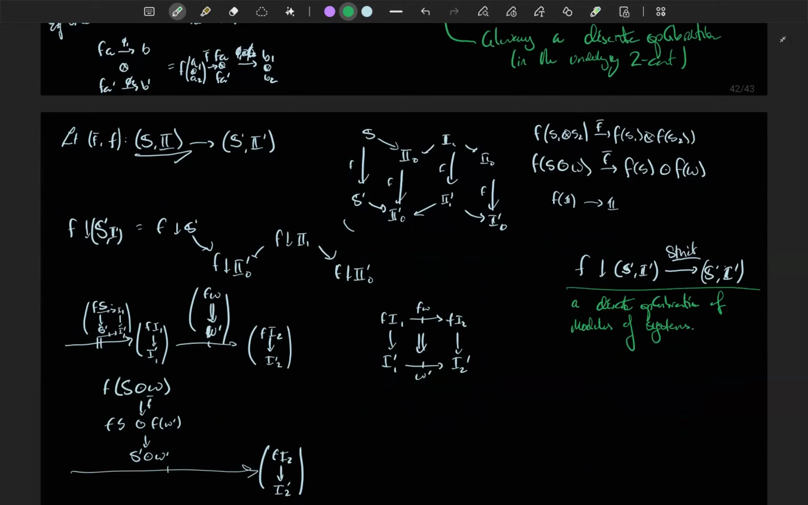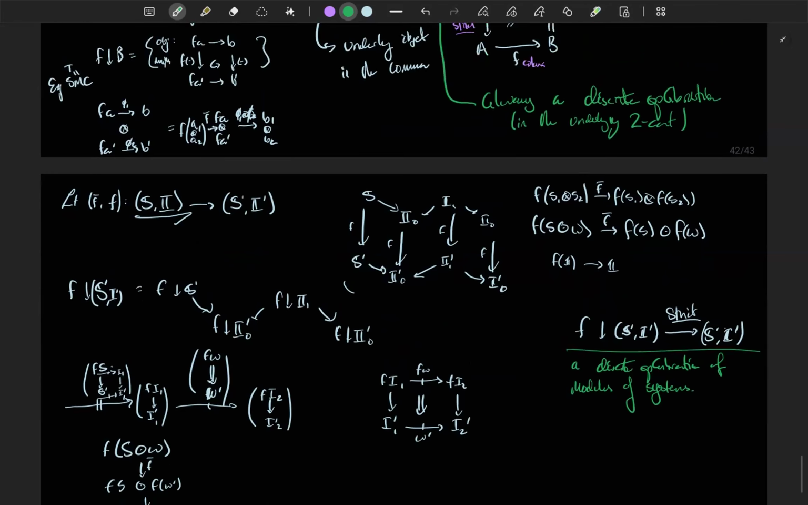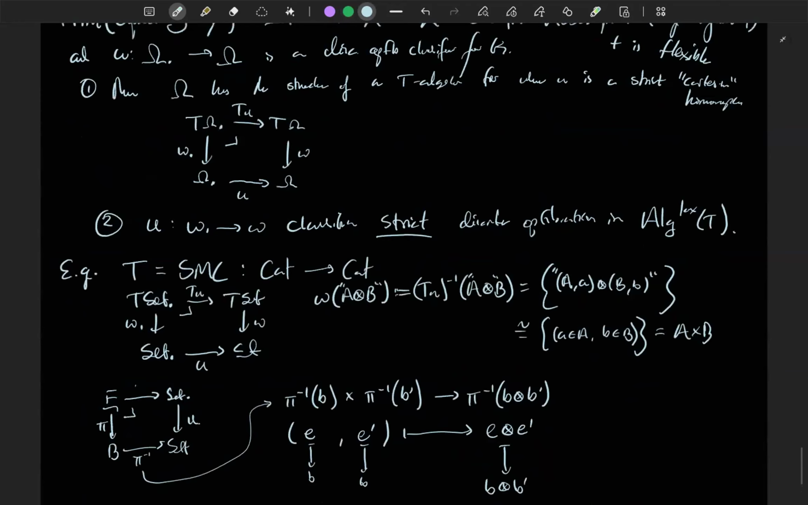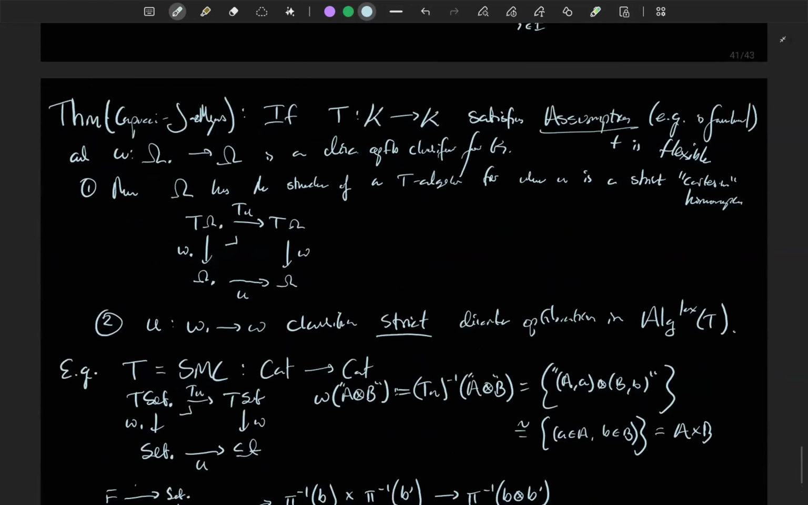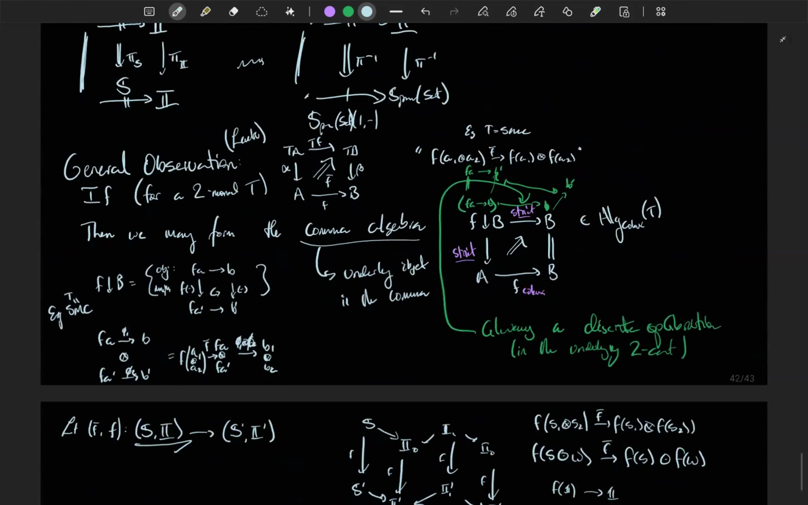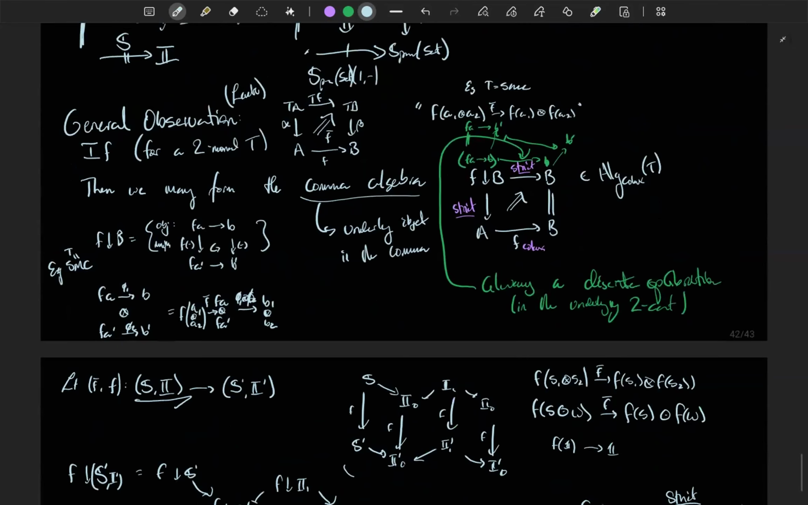Sorry, you said it's a discrete op vibration in the underlying 2 category, but now it's more of a discrete op vibration. Right. Thank you. If T, I forget what I exactly said, satisfies the assumptions, then in fact it suffices to check that something's a discrete op vibration in the underlying category. So plus assumptions, which includes familial as a case. Assumptions also a disc opfib of algebras.